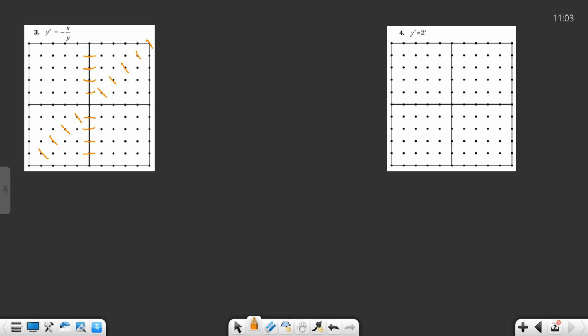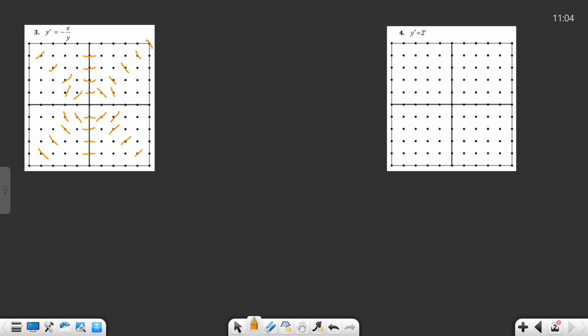Okay, now where do we go? Negative 1, 1. What would the slope be at negative 1, 1? 1. All right. What about 2, 1? Negative 2. So this has got to be like negative 1, but only steeper. How about 2, negative 1? Like positive 1, but only steeper. And steeper, and steeper.